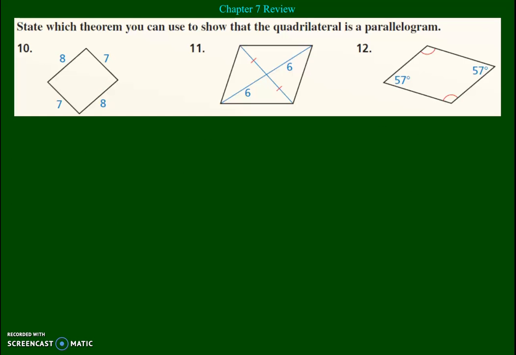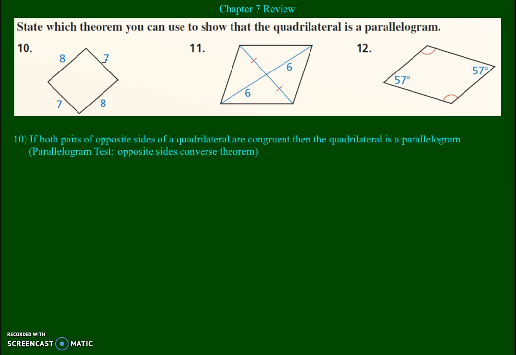In problem 10, it says, state which theorem you can use to show that the quadrilateral is a parallelogram. Well, here we have opposite sides that have the same measure, so they must be congruent. The theorem says, if both pairs of opposite sides of a quadrilateral are congruent, then the quadrilateral is a parallelogram. That is the parallelogram test, opposite sides converse theorem. And now for problem 11.